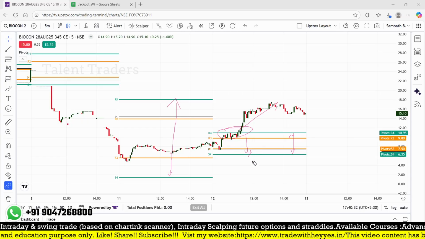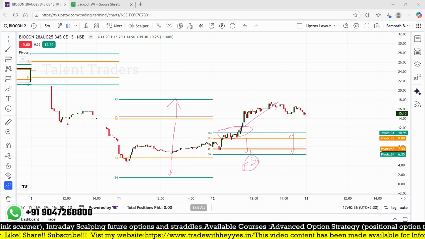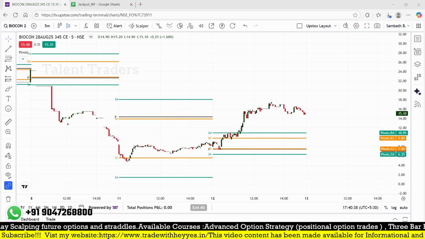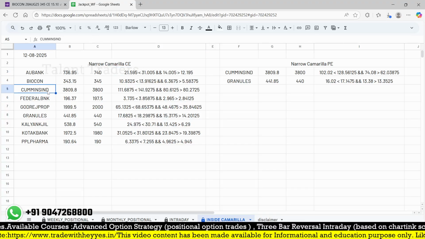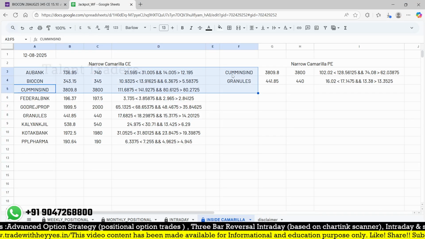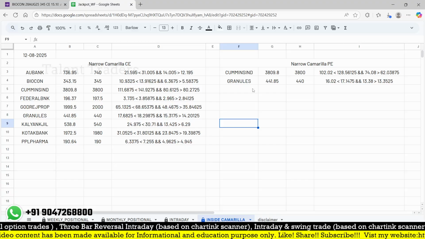And maybe the lower point or S4 breakdown should be what you keep as a stop loss, or you can decide the stop loss based on your risk. But we try to find such things. Cummins India. In the case of Cummins India, on the same day, both call and put are inside. It is even more meaningful inside.